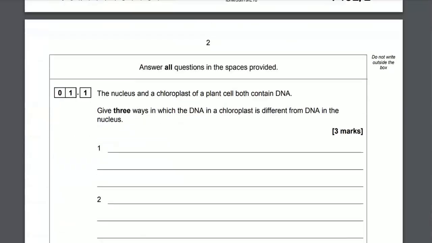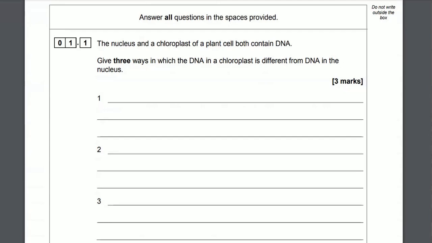So this is good for your revision on DNA. It's a walkthrough, so pause the video, read the question, have a go, then unpause and watch the walkthrough, and basically I go through the answers. So the question that we're starting with here is 1.1. The nucleus and the chloroplast of a plant cell both contain DNA. Give 3 ways in which the DNA in a chloroplast is different to the DNA in a nucleus. 3 marks. Here we go.